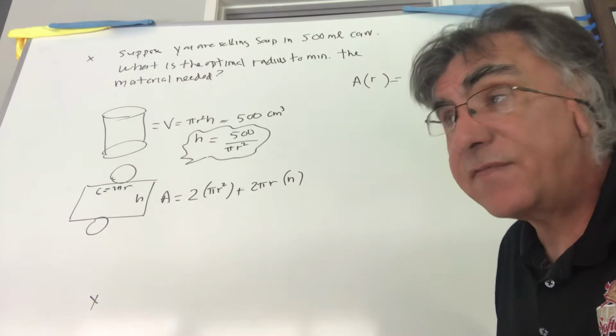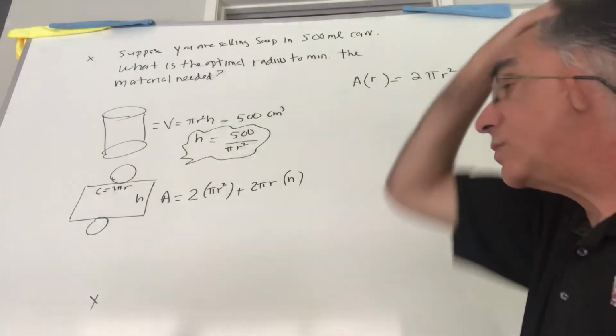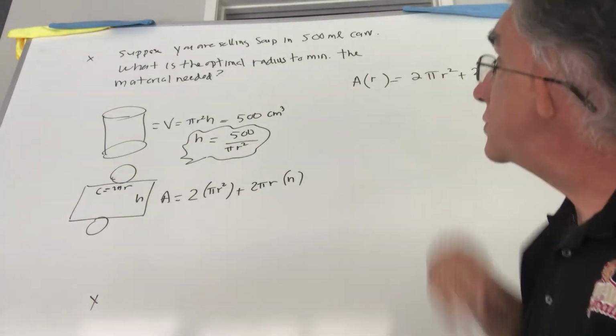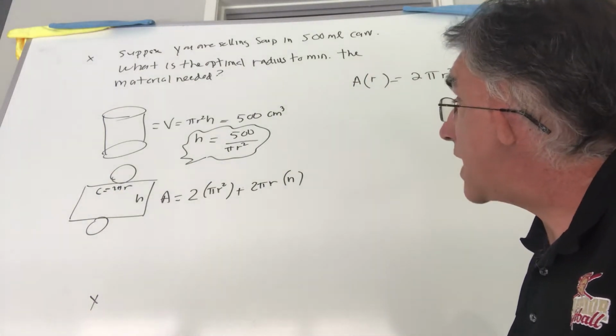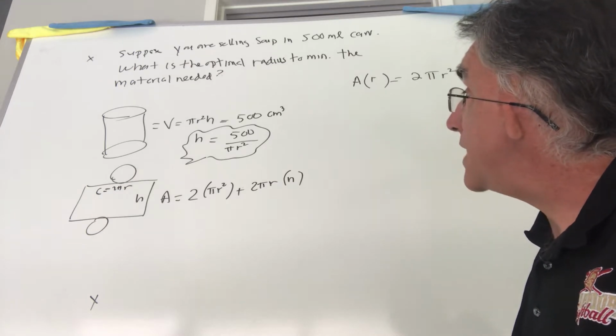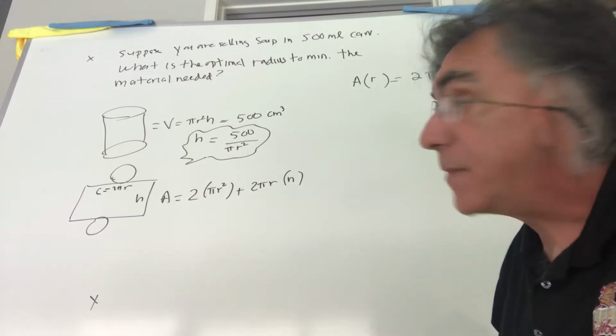There are obviously lots of factors, and I'll talk a little bit about that when I'm done. But again, basic situation here. Suppose you're selling soup in a half liter, or what we call 500 milliliter cans. What would the optimal radius be to minimize the amount of material needed to make the can?